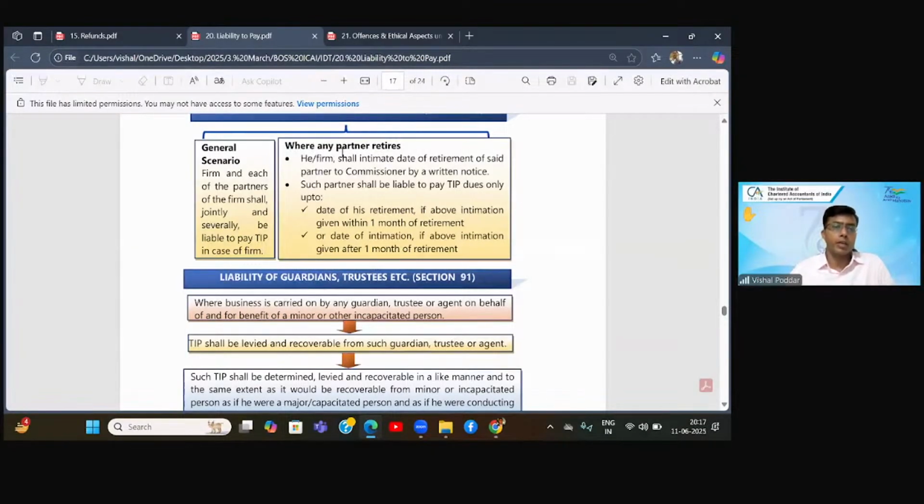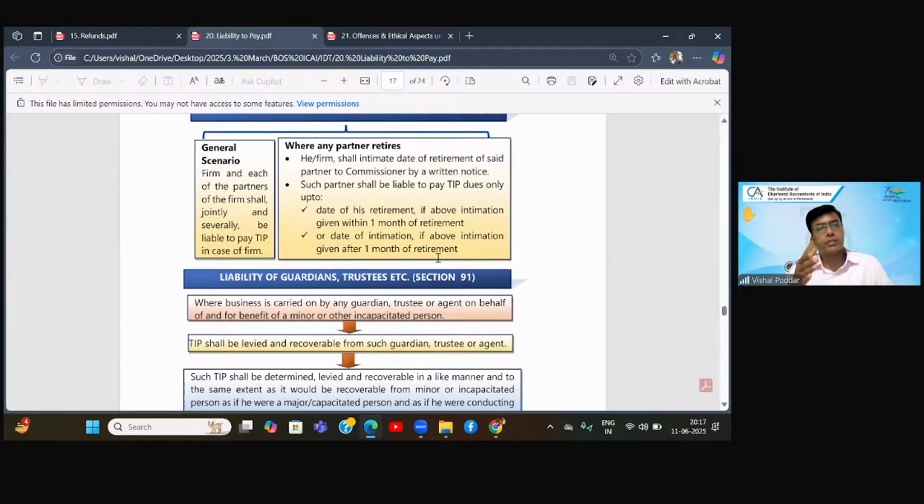Where any partner retires, the partner or the firm shall intimate the date of retirement of such partner to the Commissioner. Such partner shall be liable to pay tax, interest, and dues only up to the date of the retirement if the above intimation is given within 1 month, and up to the date of intimation if the intimation is given after 1 month.